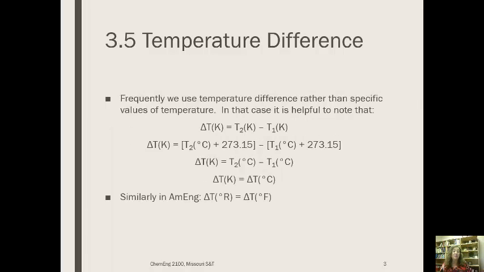Frequently, we're only going to be dealing with temperature differences. If I have two temperatures that are both in kelvins, and I want to know the temperature difference, remember I can only subtract things that have the same units. Well, those kelvins are both temperature in degrees C plus 273.15, and those are going to subtract off, leaving me with the delta T in Kelvin is exactly the same as delta T in degrees C. And you can do the same thing for degrees Fahrenheit and degrees Rankine.